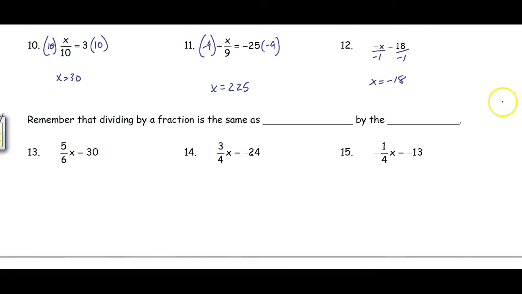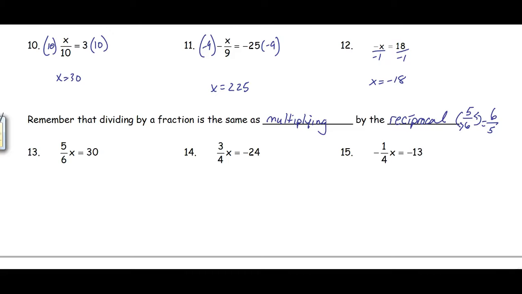Remember that dividing by a fraction is the same as multiplying by the reciprocal. Now, the reciprocal, remember, is just a fraction flipped. So for 5 over 6, the reciprocal would equal 6 over 5.